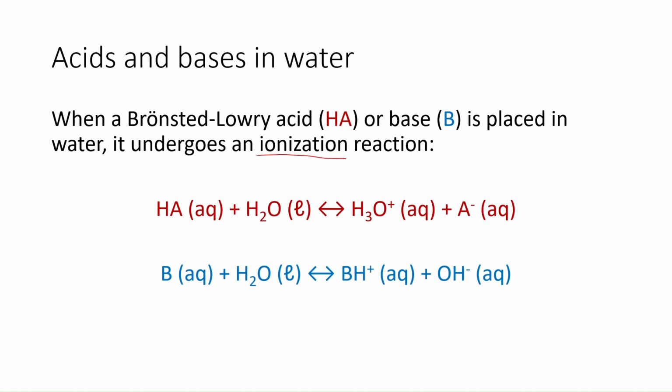So a Bronsted-Lowry acid is in red at the top. When you add that to water, you end up with a hydronium ion because the water accepts the proton from the proton donor, the acid, and then you're left with the conjugate base. Sort of the reverse of that is the Bronsted-Lowry base. You place the Bronsted-Lowry base into water. The base acts as a hydrogen acceptor from the water, so you have the conjugate acid and a hydroxide ion.